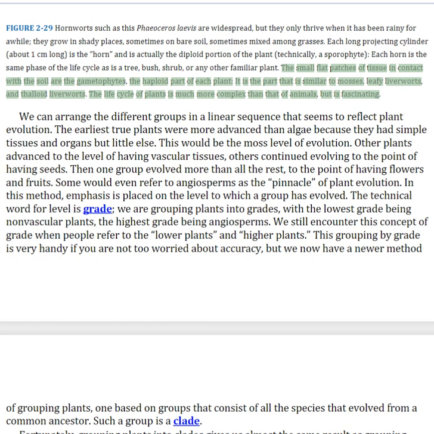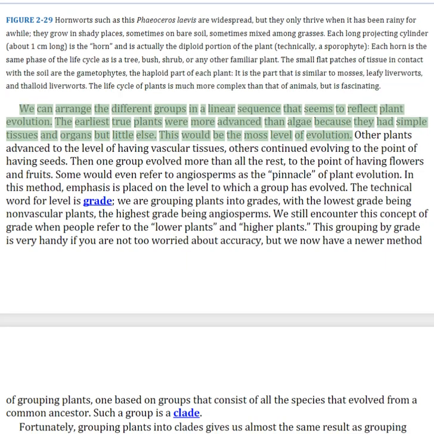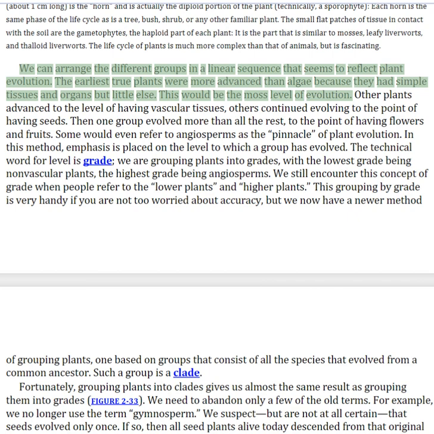The life cycle of plants is much more complex than that of animals, but is fascinating. We can arrange the different groups in a linear sequence that seems to reflect plant evolution.